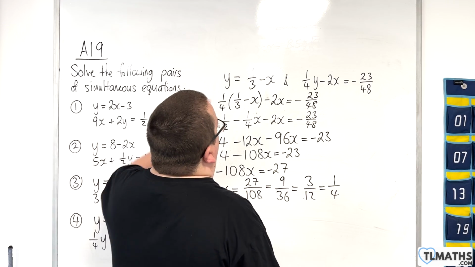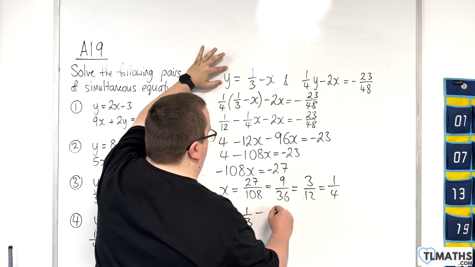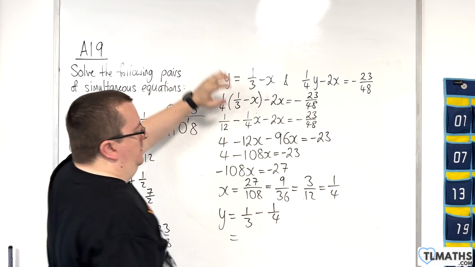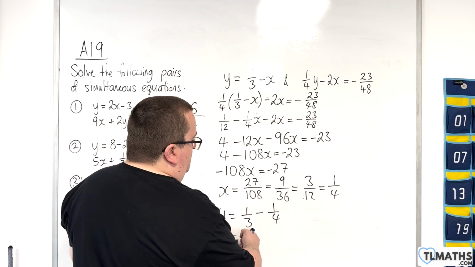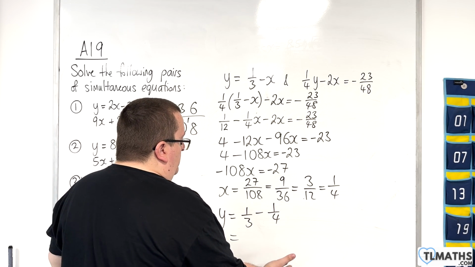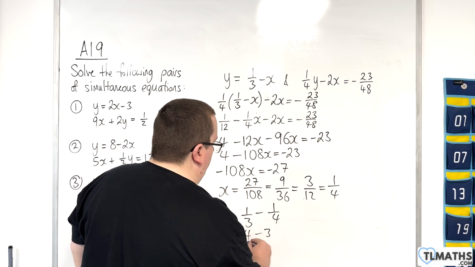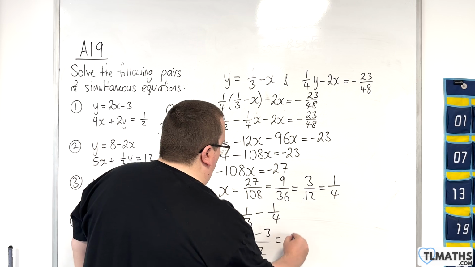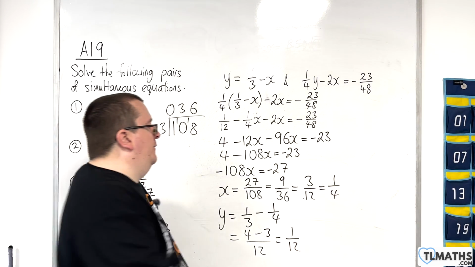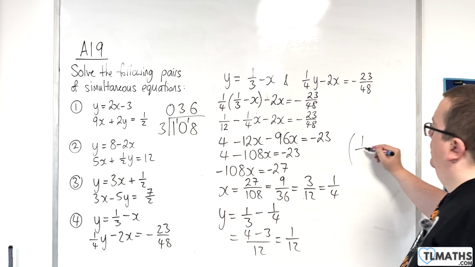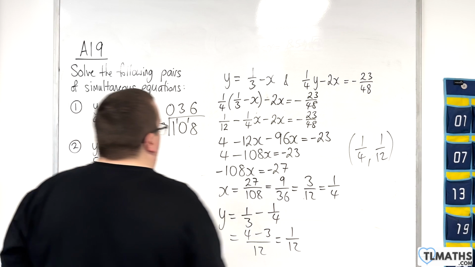Excellent. So now we're going to substitute it into that first equation. y is equal to 1/3, take away a quarter. Now we're going to have to get the same denominator here, or we can cross multiply if you prefer. Let's cross multiply. 1 times 4, 1 times 3, over 3 times 4, which is 1 over 12. Okay, so we've got 1/4, 1/12. That is where those two lines intersect.